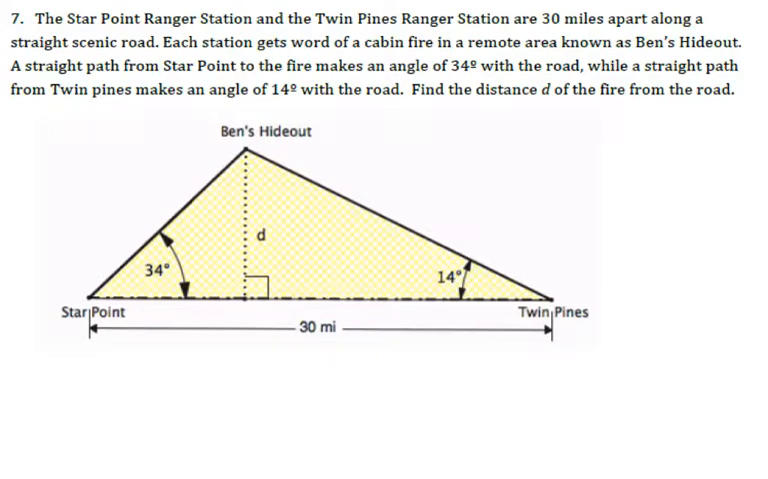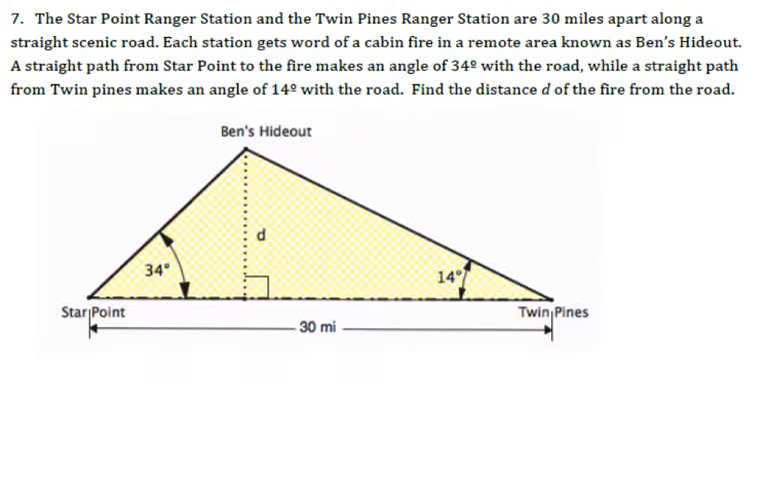Okay, number 7. Hopefully this one's a bit easier. The Star Point Ranger Station and the Twin Pines Ranger Station are 30 miles apart along a straight scenic road. Each station gets word of a cabin fire in a remote area known as Ben's Hideout. A straight path from Star Point to the fire makes an angle of 34 degrees with the road, while a straight path from Twin Pines makes an angle of 14 degrees with the road. Find the distance d of the fire from the road.